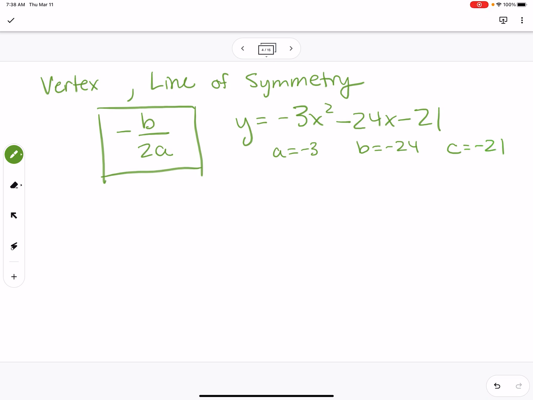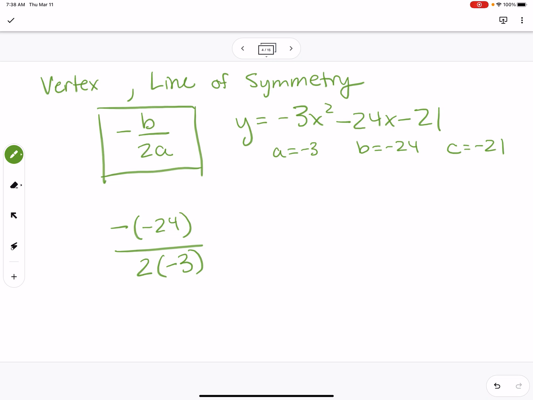Now that I have all of this, I'm going to plug it into this formula that I have over here. Wherever I see a B, I'm going to put in the B value. Wherever I see an A, I'm going to put in the A value. The C value is not used here. So now I have negative B. You'll notice that because there was a negative in my formula, I included that here, and then your B value is also negative, over 2, and then our A value is negative 3.